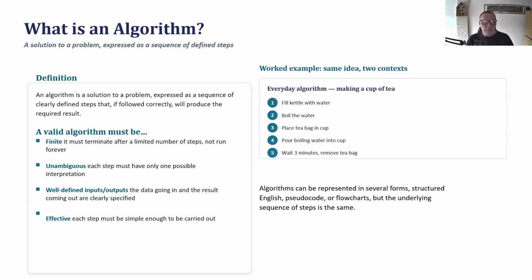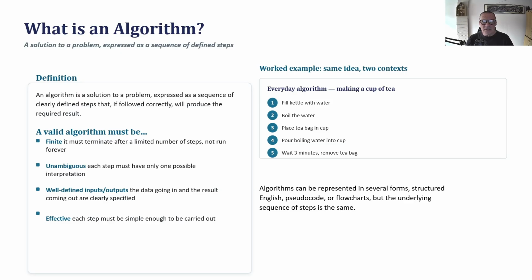So algorithms should be finite. They must terminate after a limited number of steps. They shouldn't run forever. Unambiguous: the steps should have only one possible interpretation. They need to have well-defined inputs and outputs. And they should be effective, i.e. each step must be simple enough to actually be carried out.